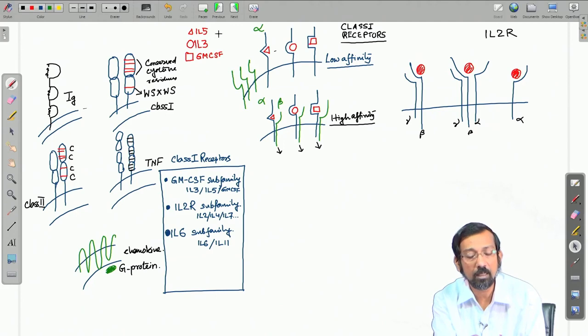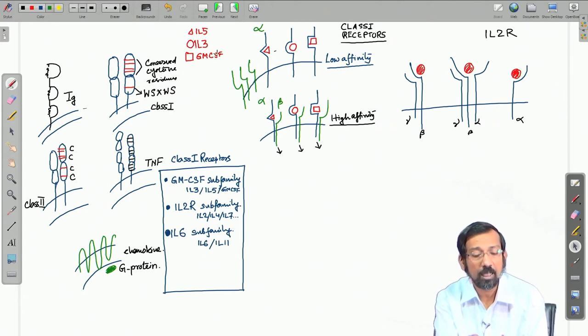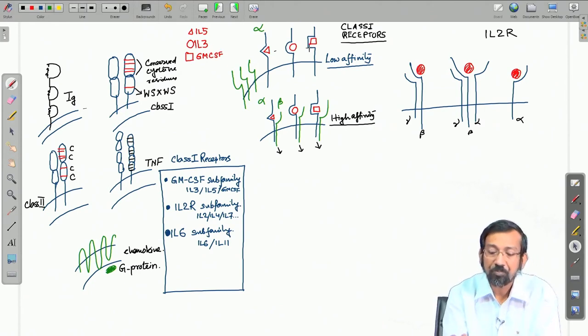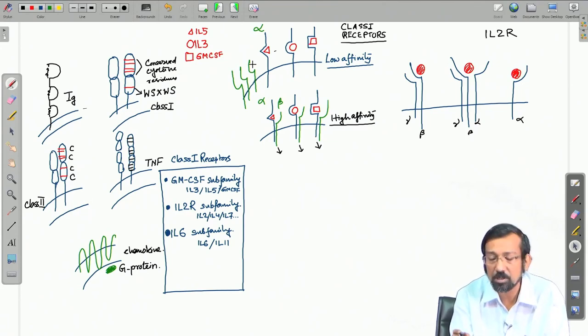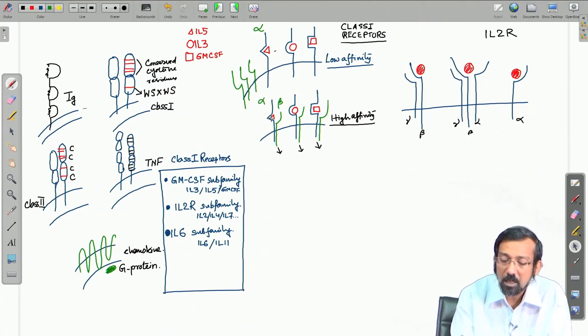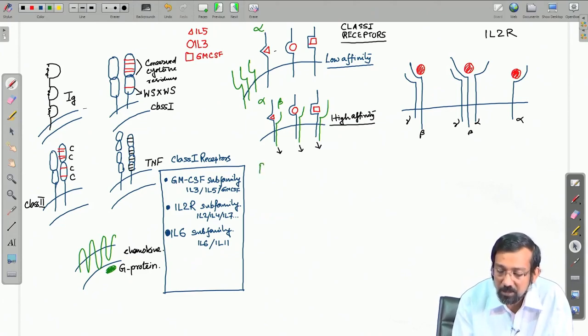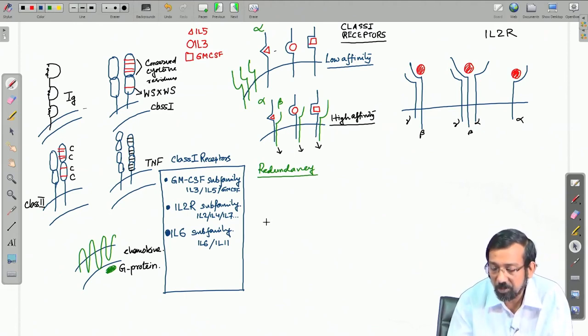If you look, I have written the legends. The triangle is for IL-5, the circle denotes IL-3 and the square denotes GM-CSF. Now, the beta subunits are floating around, not bound to the corresponding alpha subunits. Whenever there is ligand-receptor binding, an alpha subunit binding to the corresponding cytokine, the beta subunit will come and join and produce the high affinity receptor. Now, what happens in the case of redundant action? In the case of redundancy, we see something very similar.